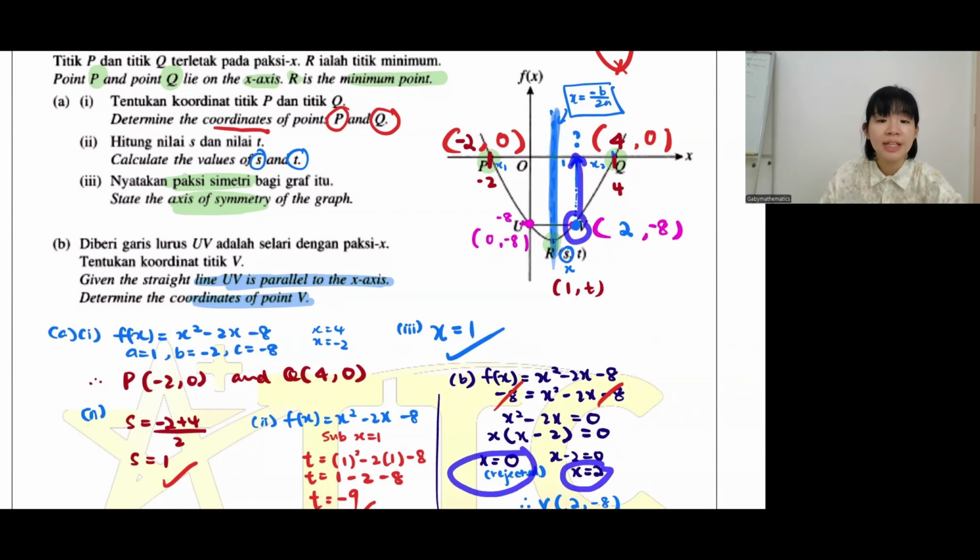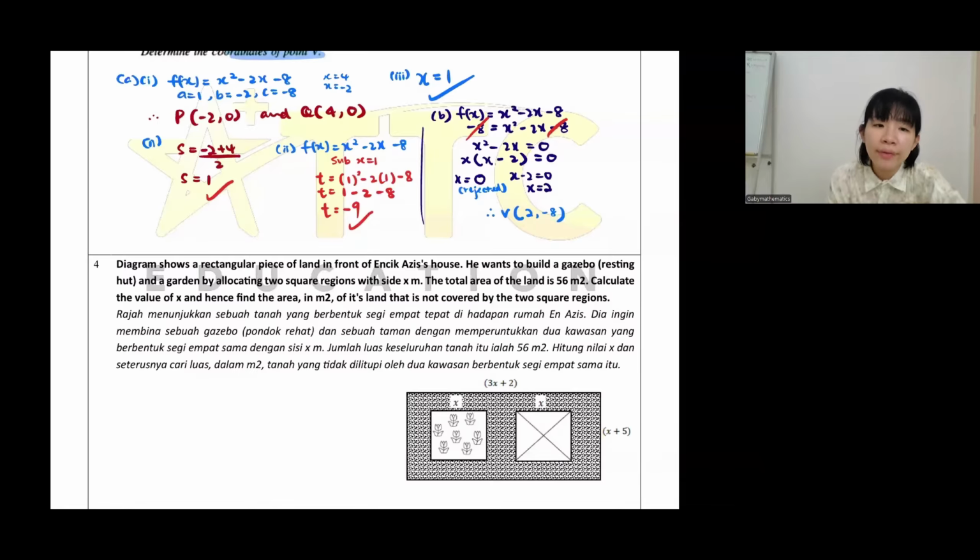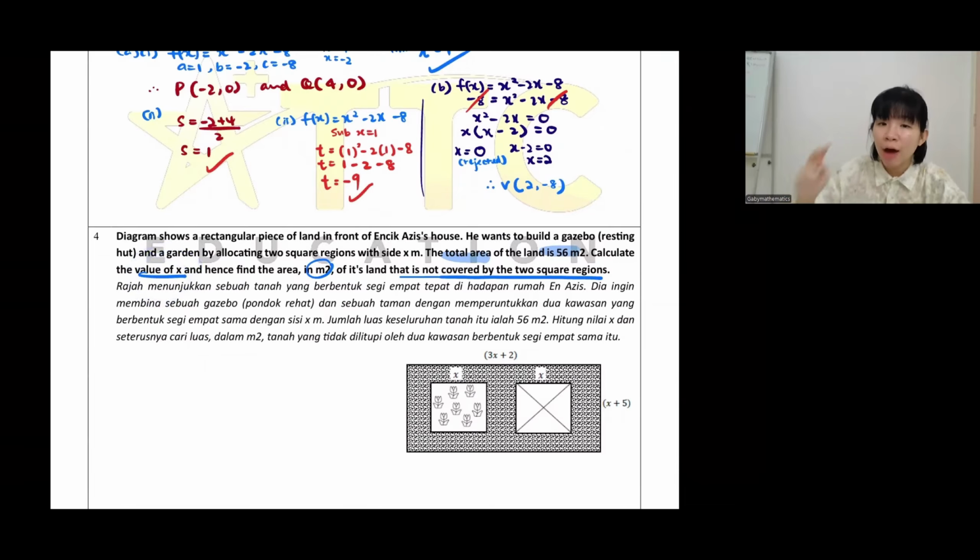Okay, let's go to number 4. Now, a rectangular piece of land in front of Encik Aziz's house. He wants to build a resting hut and a garden by allocating 2 square regions with side x meter. So in the middle got 2 squares, both x meter. Then the total area of the land is 56. Calculate the value of x and then find the area in meter square that is not covered by the 2 square regions. We have 2 things we want to find. Find out x is how much, and find out the area not covered by the squares, meaning the shaded part.